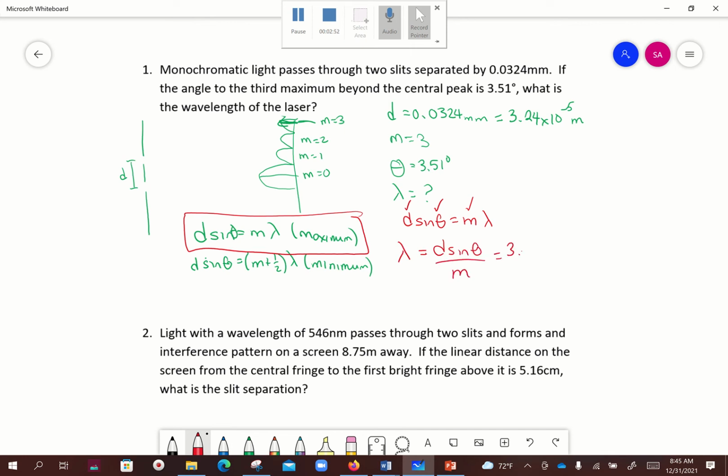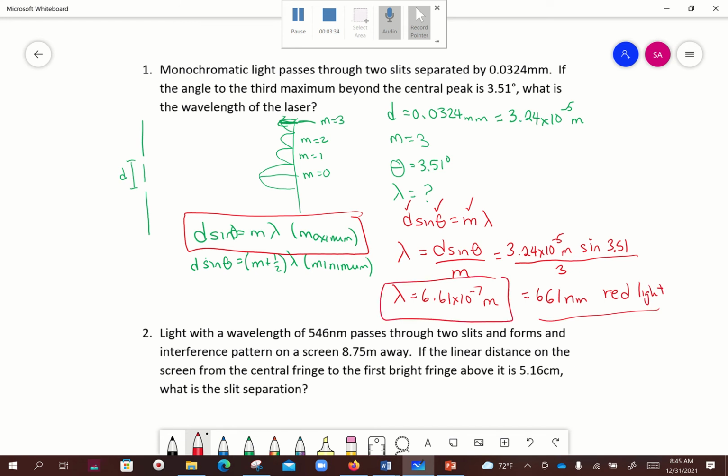So d is 3.24 times 10 to the minus 5. It's important you put it into meters. Sine of 3.51, divided by 3, and I get lambda equal to 6.61 times 10 to the minus 7 meters. And what wavelength is that? Usually when we talk about the visible spectrum, we convert to nanometers. So this is 661 nanometers, and that's red light. It's not important that you do this last part, but it is important that you get that final answer.